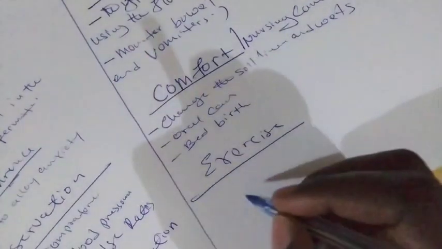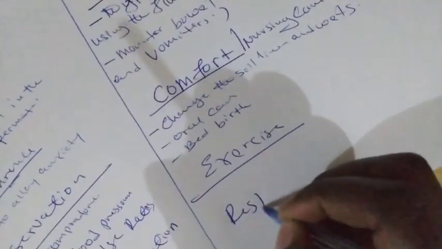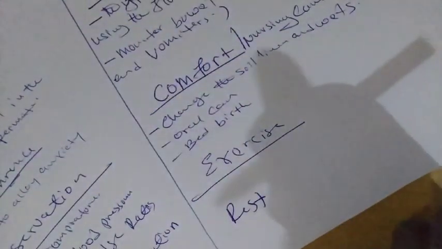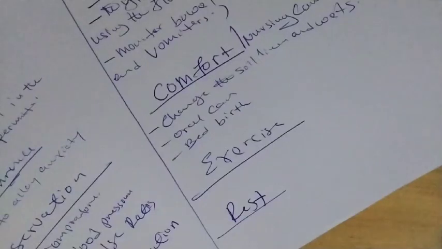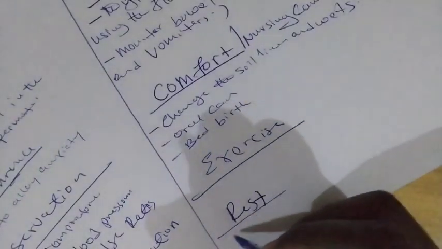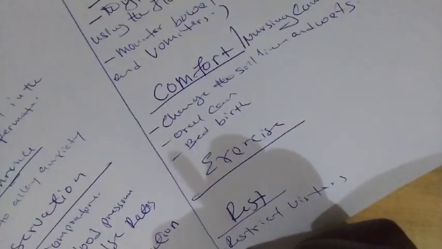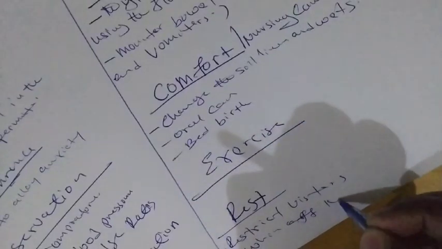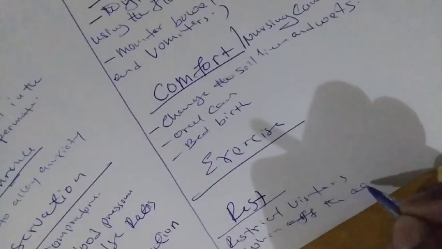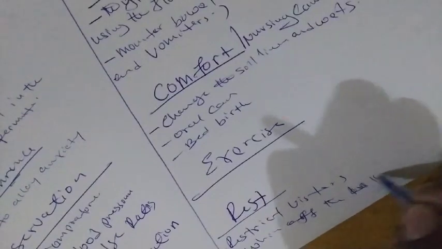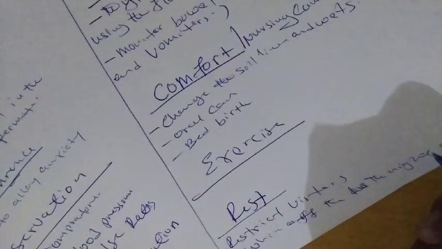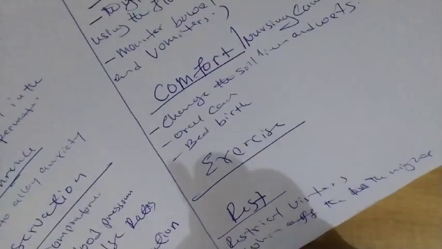And then after, we are going to go to rest. After the exercise, the patient has to rest. Now, what are we going to do to prevent the patient from being disturbed? You restrict visitors. You switch off the light in the night. Then avoid noise making.